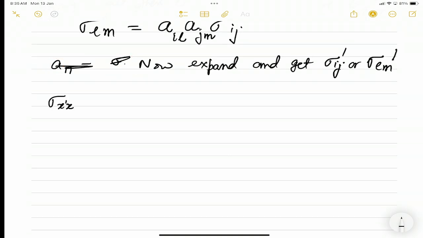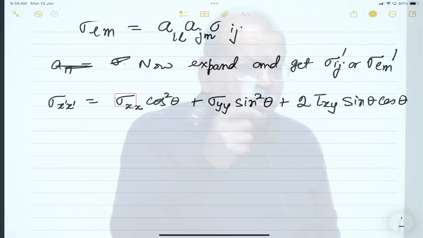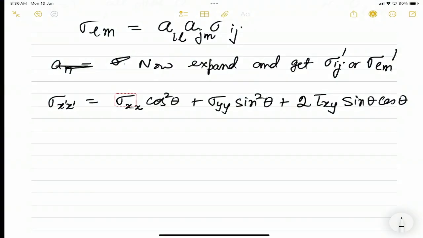And if I do this, if I find sigma x prime, what I will find is this will turn out to be equal to sigma xx cos square theta plus sigma yy sin square theta, and here obviously I have used tau xy is equal to tau yx. So the complementarity has been used when you expand it, and this you can try at home and you will see you will get this.